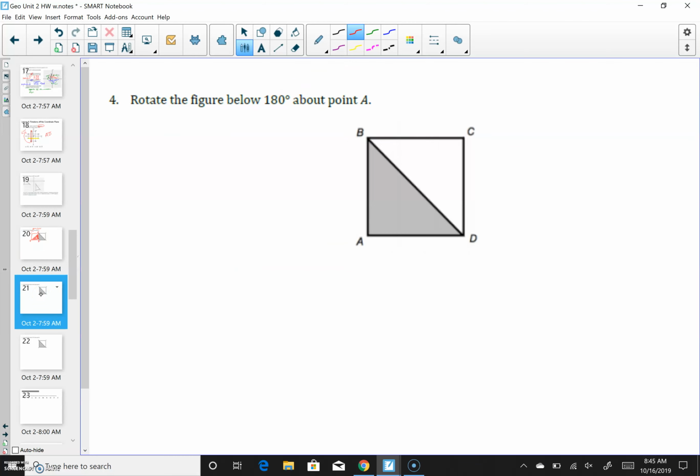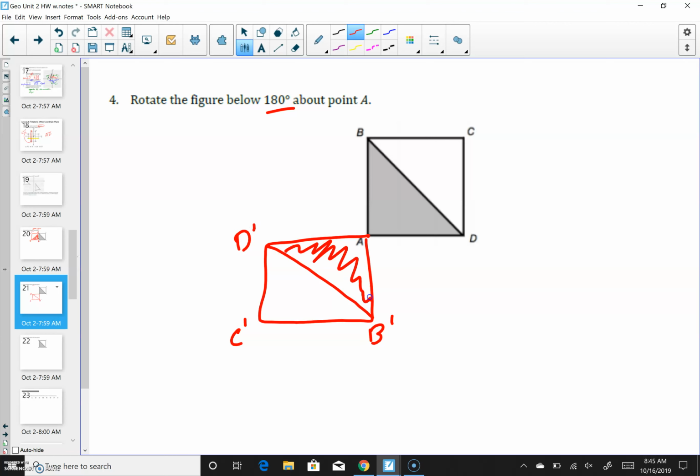For our next one, we're going to do the same thing, but we're going to do 180 degrees about point A. So that would be one more turn past what we just did. So it's going to look like that. As we rotate it down, our diagonal will end up being in that corner. Point B initially went to here. Now it's going to go there. C ends up in the opposite corner, and D ends up in the opposite corner. And then you'll notice that our shaded piece remains on the inside part of our square.